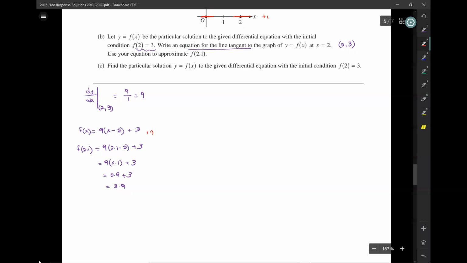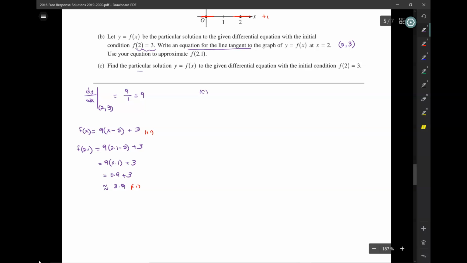1 point for this, 1 point for this. Oh, that's the one where it was the linearization or something? Yeah, this is the linearization. Like where it's an approximation, and not actual. They're not too particular about that. If you did this, they'll give it to you either way.